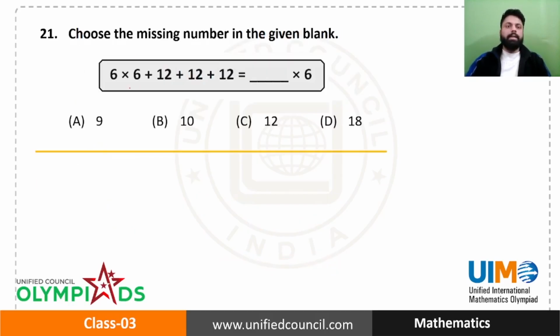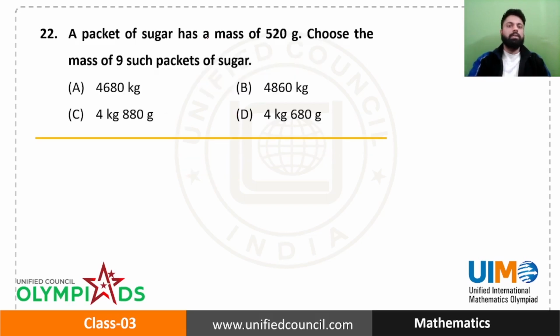Choose the missing number in the given blank. 6 multiplied by 6 plus 12 plus 12 plus 12 is equal to dash multiplied by 6. 6 multiplied by 6 is 36. 12 plus 12 plus 12 is 36. This is 72, which is 12 multiplied by 6. So 12 is the answer.